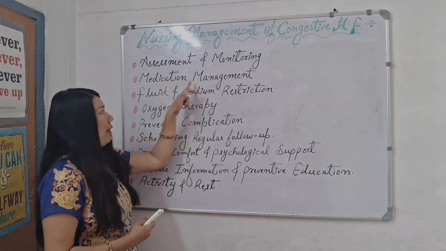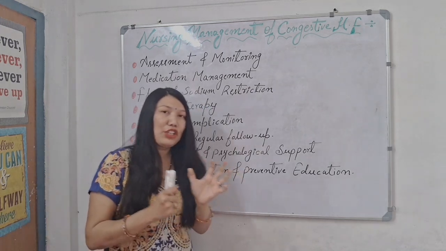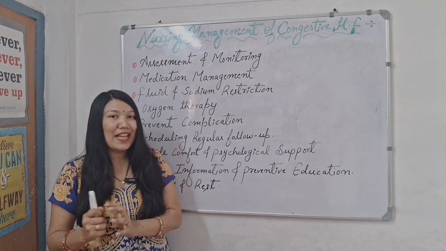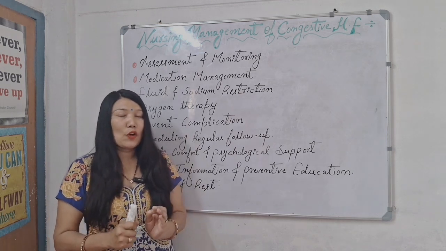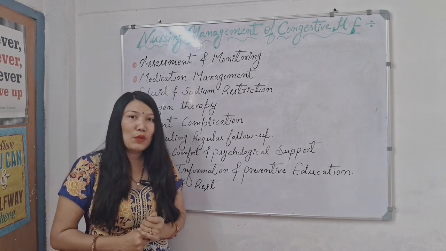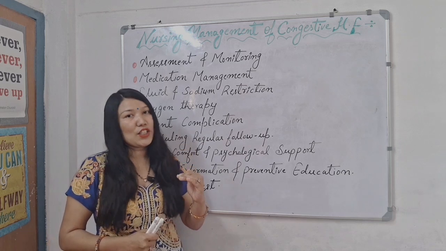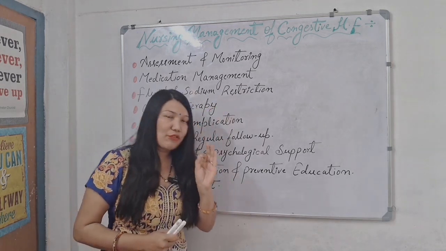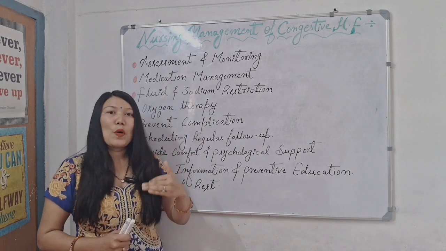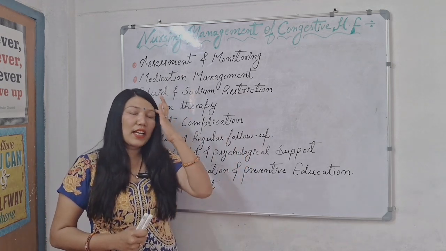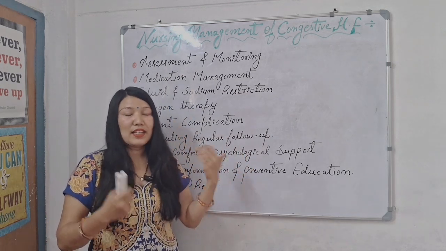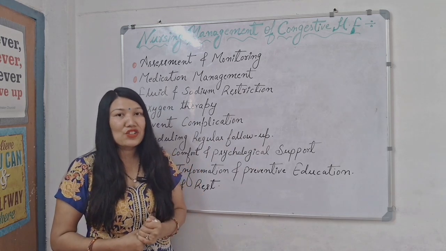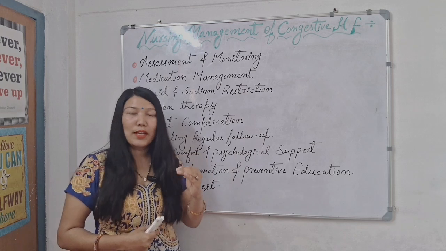Next, we have medication management. Whatever medication the physician has prescribed, like ACE inhibitors, vasodilators, beta blockers, diuretics, we have to give that medicine on a regular time basis so that we can minimize the symptoms of congestive heart failure. Next, we have fluid and sodium restriction. It's very important as the patient is already in the congestion phase. There is congestion in his lungs and in his whole body, means the patient is suffering from an edema condition. So we have to restrict the water and sodium level.